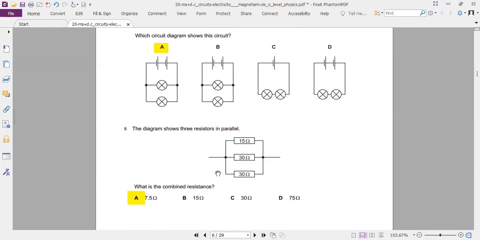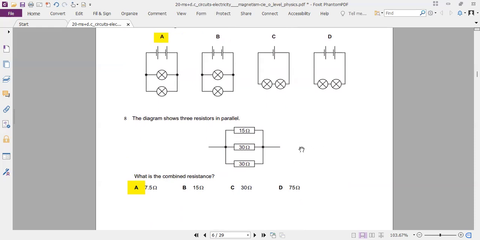0 voltage. Equivalent resistance can be calculated using the formula you have been told before. It comes out to be 7.5. 1 over 15 plus 1 over 30 plus 1 over 30, and then reciprocal of the answer.